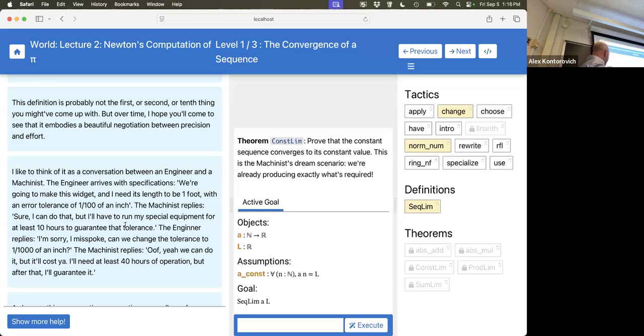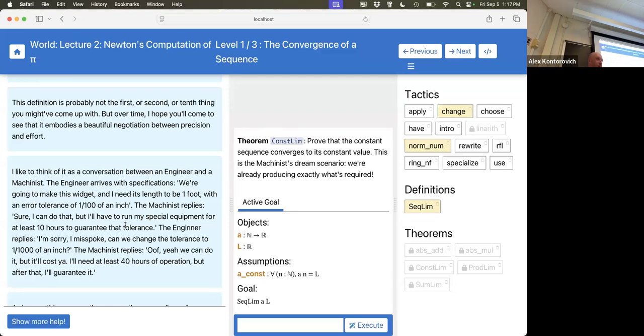And the engineer says, you know what, I'm sorry, I misread my own writing. Could you make the tolerance within 1/1000th of an inch? Really, really precise. 1 foot, give or take 1/1000th of an inch. The machinist says, I can do it, but it'll cost you. Now I have to run this thing for 40 hours, not 10. If you keep letting me run it even farther, it'll be even more precise, but give me at least 40 hours of running the machine, and then I'll be able to get you within 1/1000th of an inch.